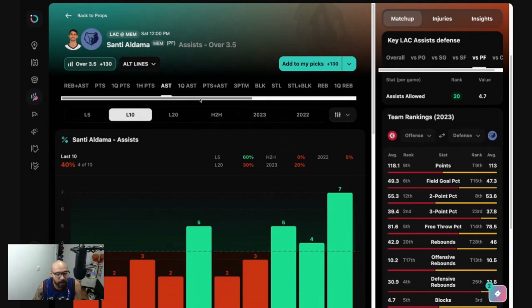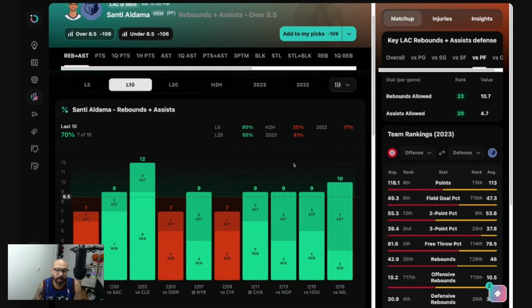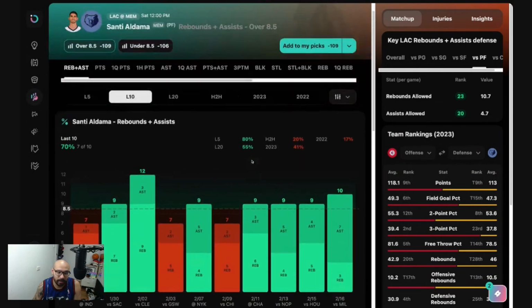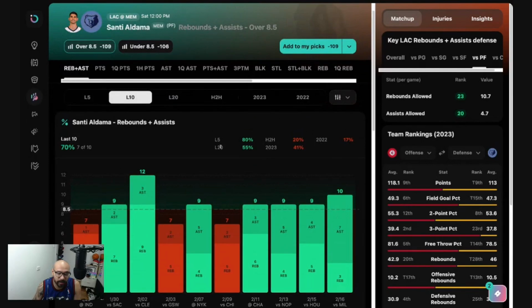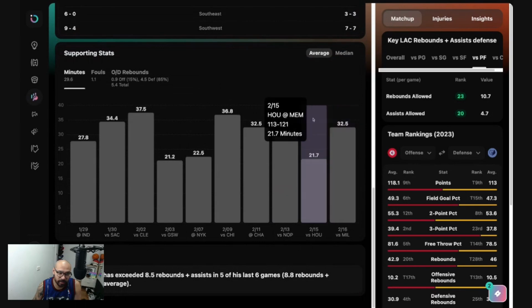So maybe the smarter option is to just take his rebounds and assists, because that we know he'll get close to. If the lowest he's got in the last 10 is 7, and the line is 8.5, minus 109, it might be worth the risk. I think this game will be somewhat closer. The Memphis Grizzlies are fresh. Clippers on a back-to-back. So looking at his minutes, somewhat inconsistent.